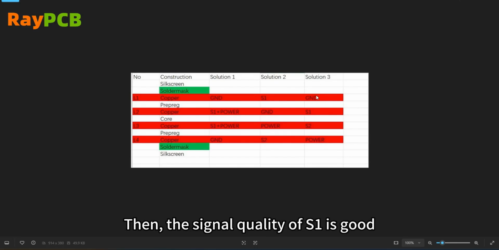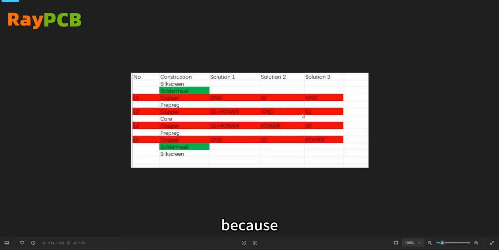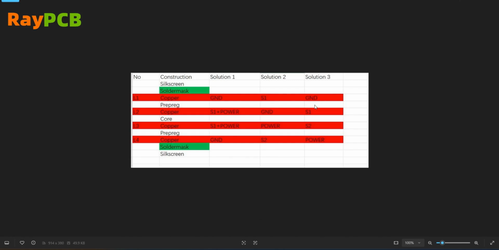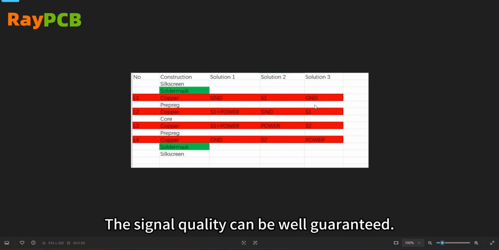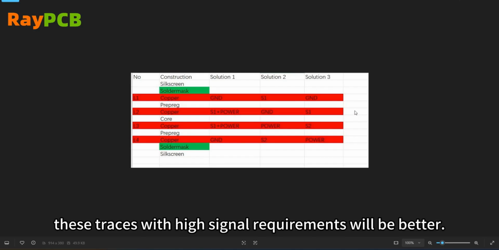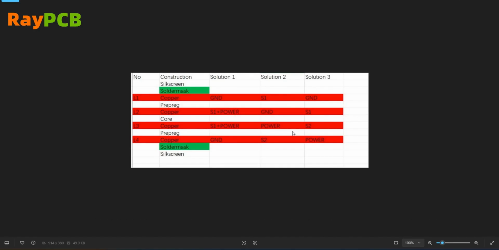Also, the signal quality of S1 is exceptionally good and highly reliable because the L2 signal, which specifically means the S1 signal layer, is positioned directly adjacent to the L1 layer. This precise placement ensures that it is immediately next to the ground plane, thereby contributing to its excellent signal integrity and overall performance. The signal quality can be well ensured, so routing high-speed signals or those requiring impedance control on this layer will yield better results.